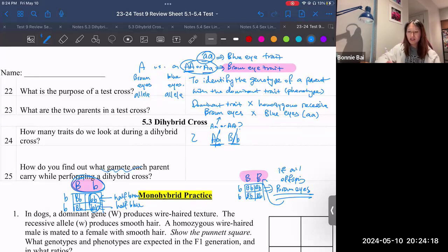How do you find out the gamete? You use the FOIL method. It's 8:24. I'm going a little crazy.